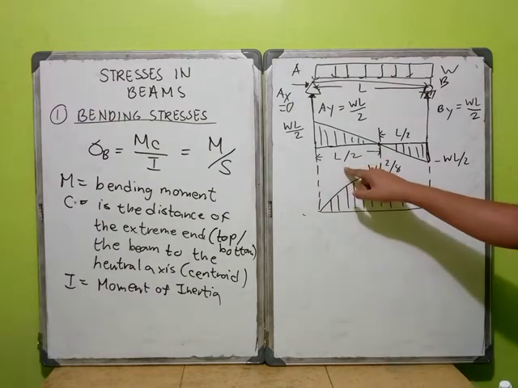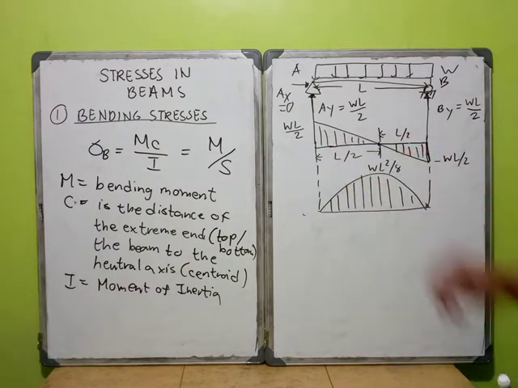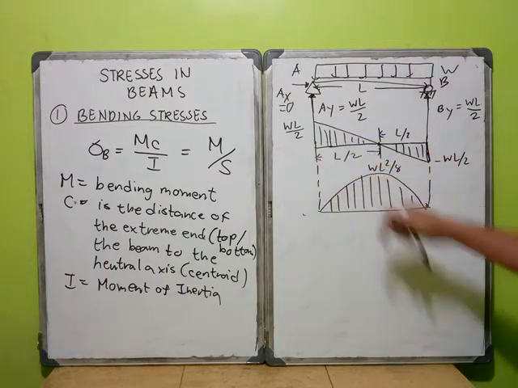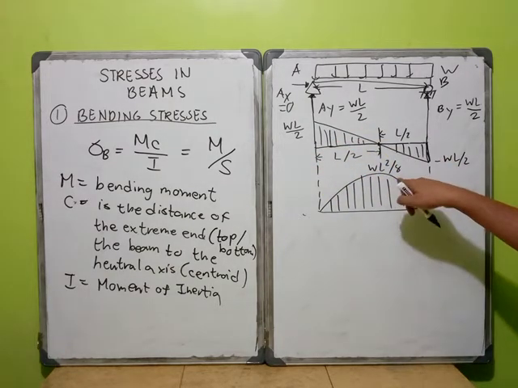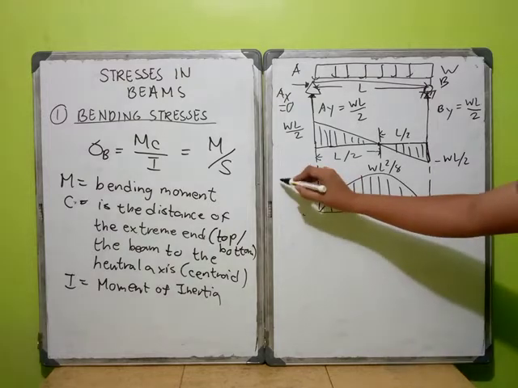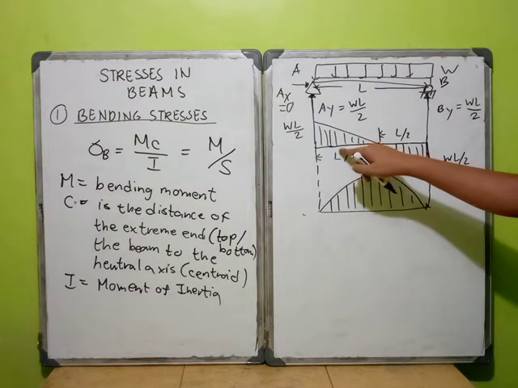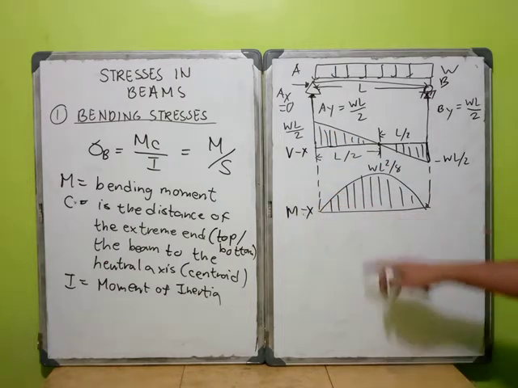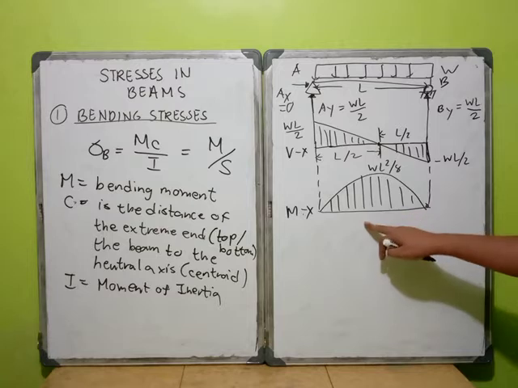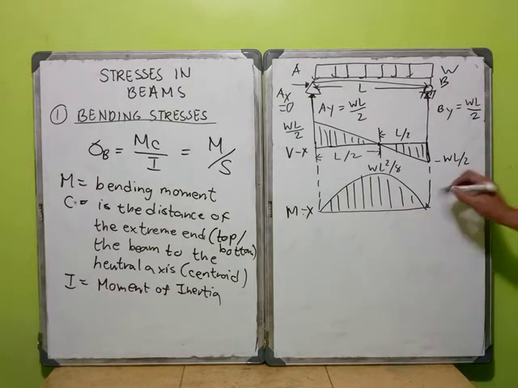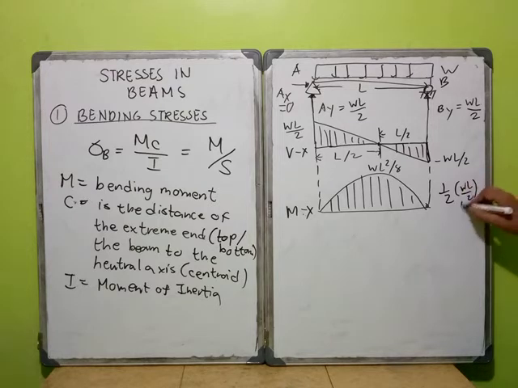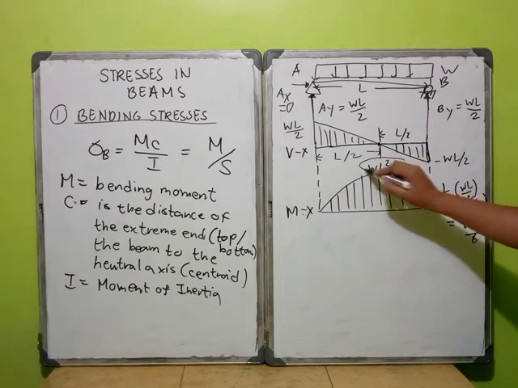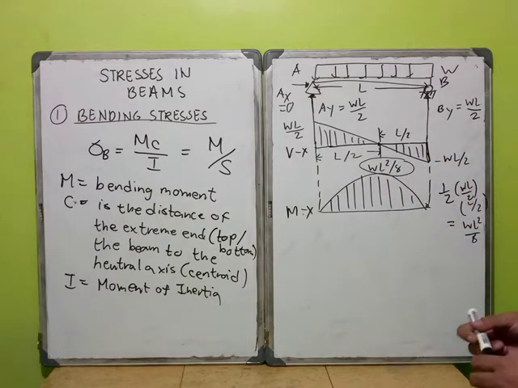If you try to compute the area of this triangle, it is equivalent to WL squared over 8. If you remember, the change of area in your shear diagram is equivalent to the value in the bending moment diagram. So 1/2 times WL over 2 times L over 2 is equal to WL squared over 8. This is how we compute it.